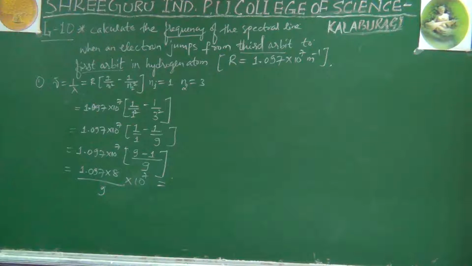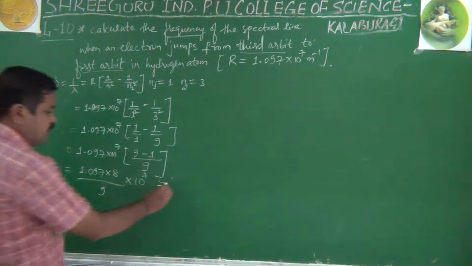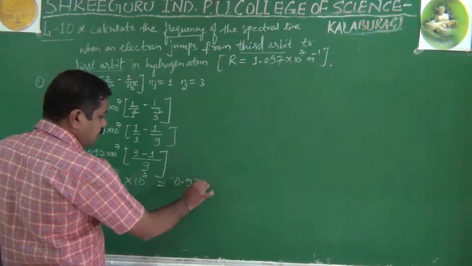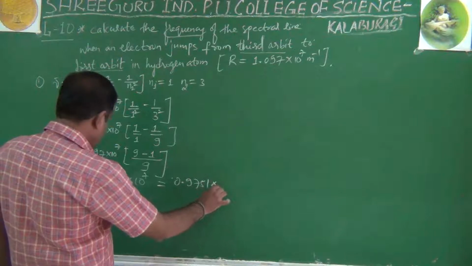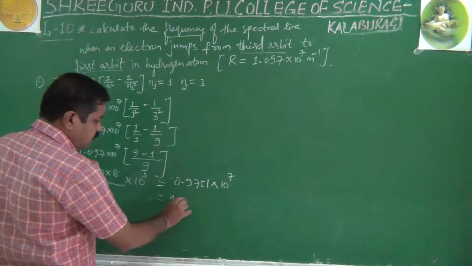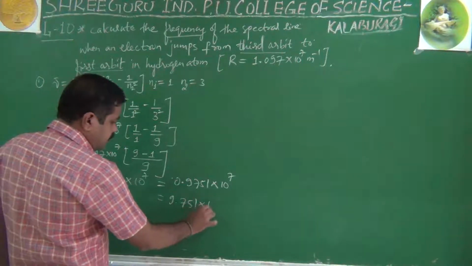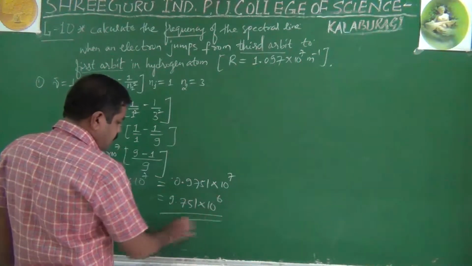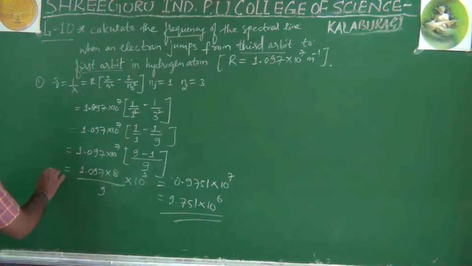1.097 into 8, divided by 9, gives 0.9751. See what we'll get? 0.9751 into 10 to the power plus 7, or 9.751 into 10 to the power plus 6. That is the wave number, nu bar.